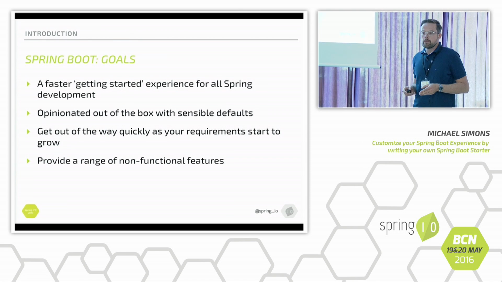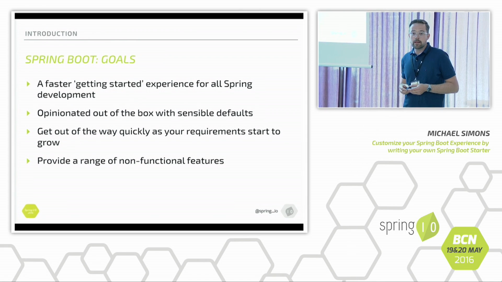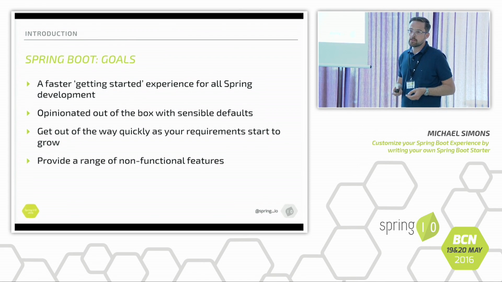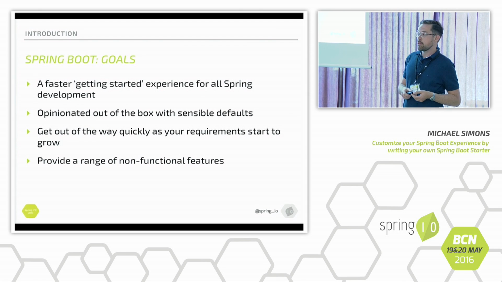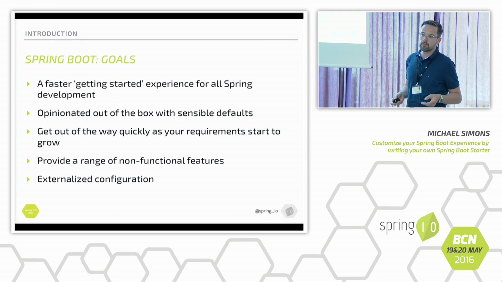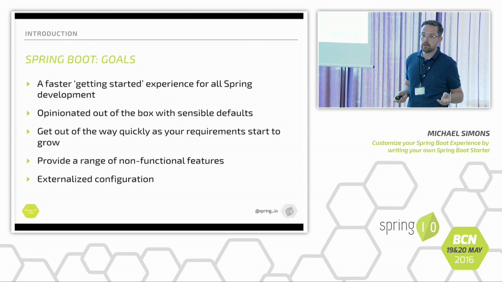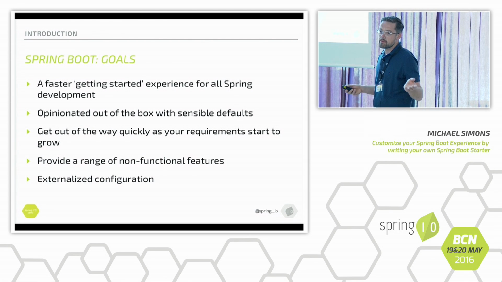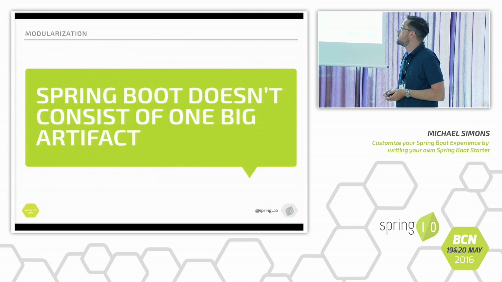Next point is, as we already heard this morning, a lot of non-functional features. For example, we saw the metrics page, we saw the health page in the keynote, the endpoints, and all of this should be externally configurable. That means configuration properties can come from files inside your application, from the environment, or from external servers and the like.